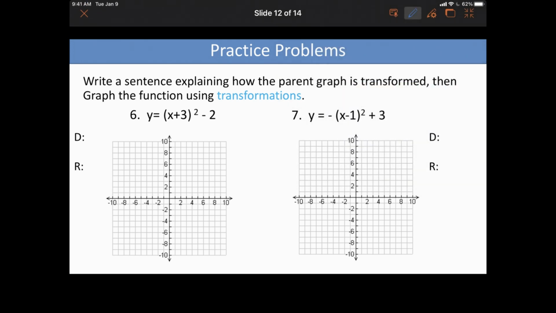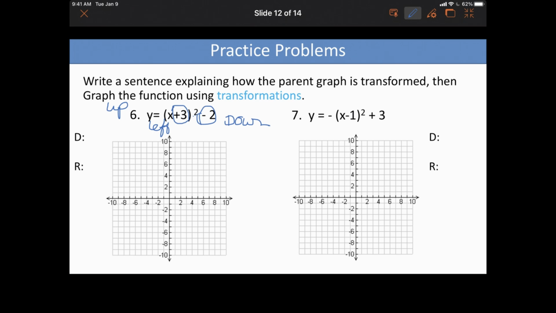So first of all, I can tell it's a quadratic because it has that square, so I know it's going to be a U shape. This tells me left 3. This tells me down 2. I have no negative in front, so this also tells me it's going to be up. So my U is going to be like a cup.